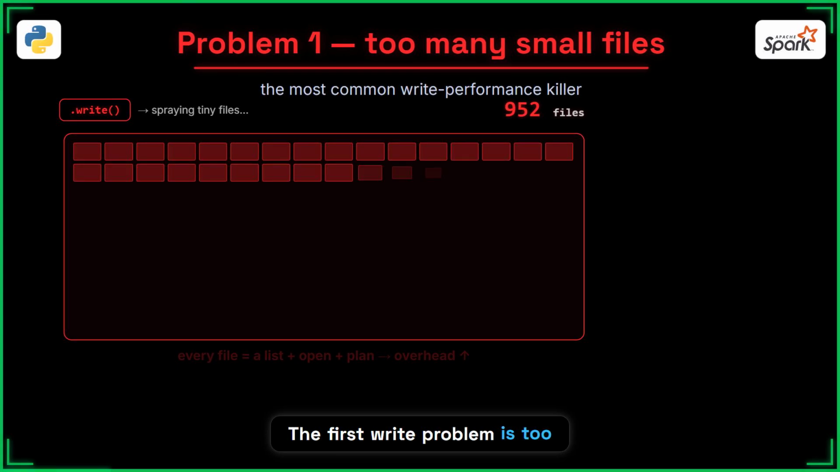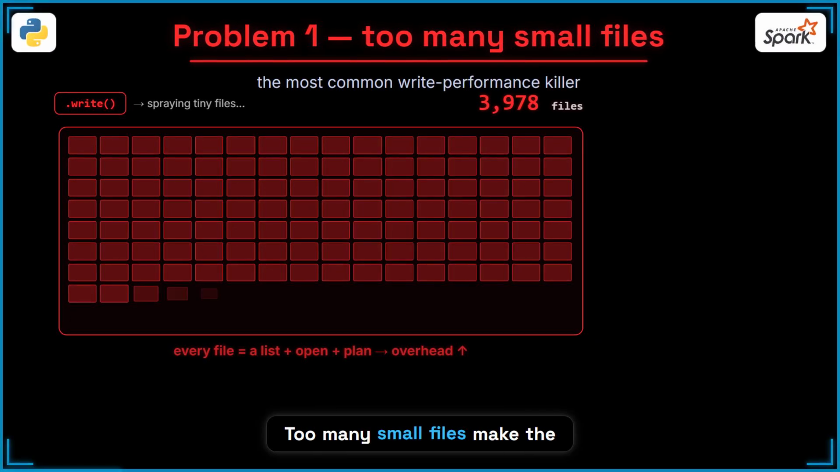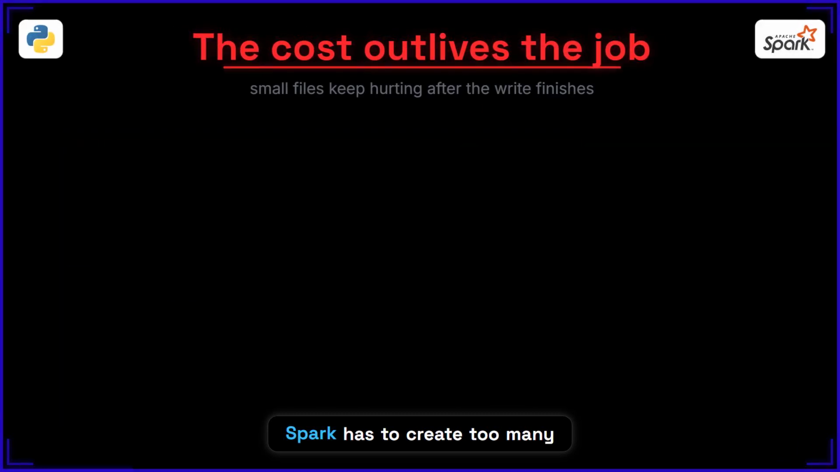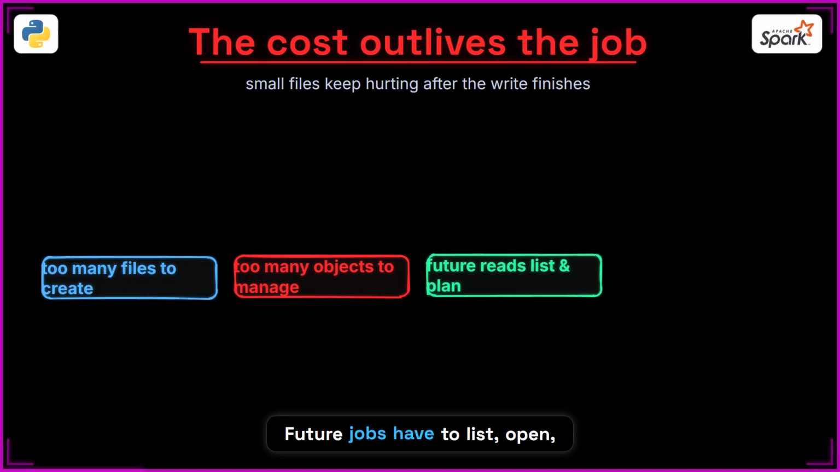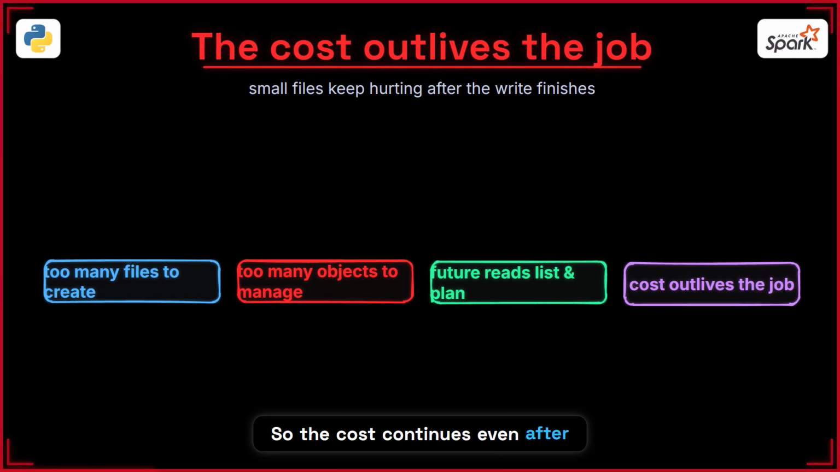The first write problem is too many small files. This is one of the most common Spark performance problems. Too many small files make the current write slower. They also make the future reads slower as well. Because Spark has to create too many files, storage systems have to manage too many objects, and future jobs have to list, open, and plan around too many files. So the cost continues even after the job finishes.